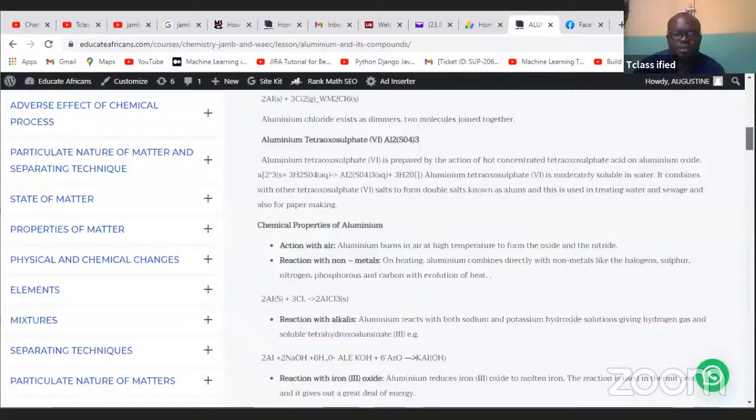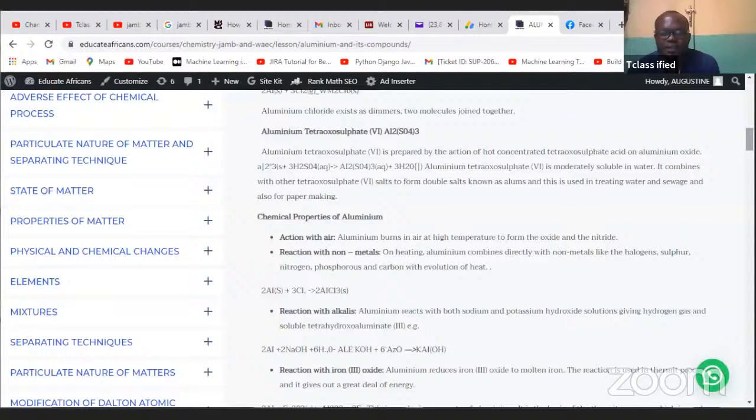Now, chemical properties of aluminium. Action with air: aluminium burns in air at high temperature to form oxide and nitride. So they react with oxygen and nitrogen components of air. Reaction with non-metals: on heating, aluminium combines directly with non-metals like halogens, sulfur, nitrogen, phosphorus, and carbon with evolution of heat.